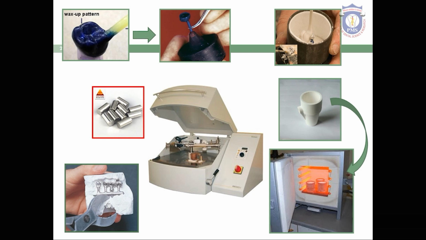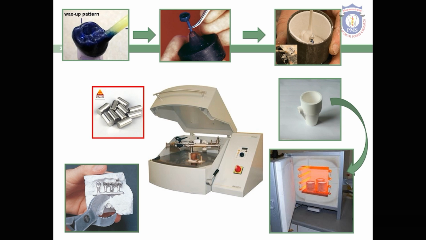This wax pattern is then invested. When I talk about investing, what I mean is you will place a metal ring around this wax pattern, and then you will pour an investment material into that ring and wait for it to set. This process will take around 45 minutes to an hour or so to set.